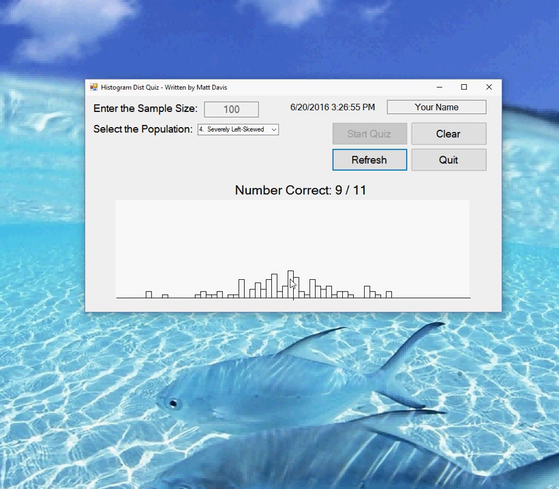If the peak's really here, it should be bell-shaped. If this tail is longer than the other, then the real peak should be on this side a bit. So could be either, but I'm going to go with bell-shape on this. So let's see what happens. Got it. So 10 out of 12, not bad.